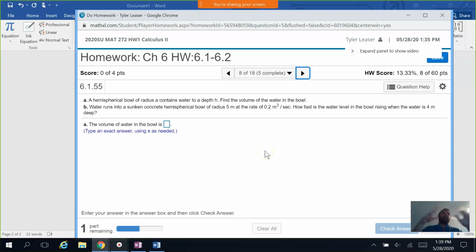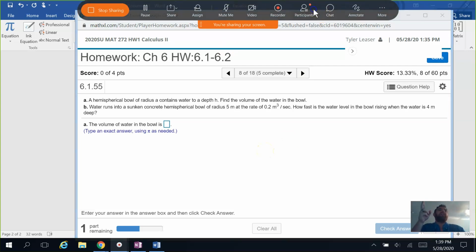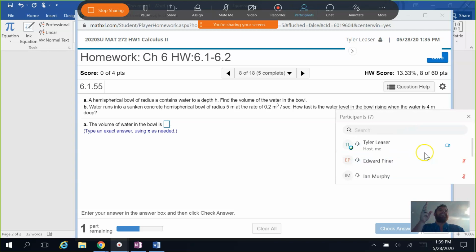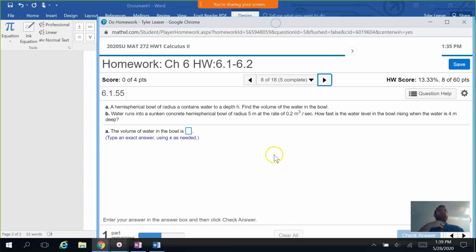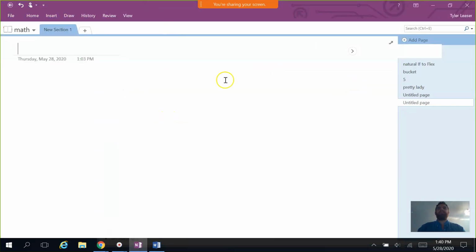Okay, so I'm just going to pick out 2 questions that I really wanted to show you guys, because I think they're very hard, and I don't want you to get stuck on them when you do work on the homework. The first one is number 8 on this first section, the hemispherical bowl question. So we'll do this one together. A hemispherical bowl of radius A contains water to a depth h. Find the volume of the water in the bowl. I'm going to go over to OneNote here so I can draw the stuff out. Let me get my pen working.